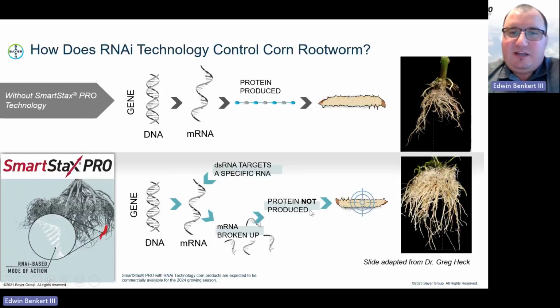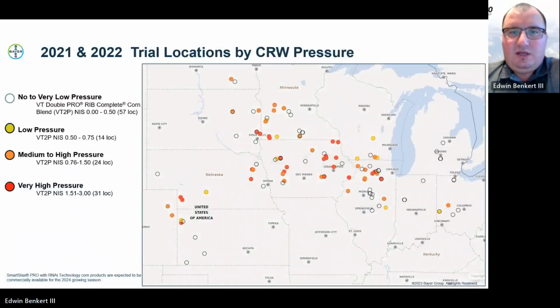And the reason for that is because even though we're not producing any new proteins here, we already have a supply of proteins that were produced previously that have to be used up first before the insect will die. And so that length of time is usually about 4 to 6 days before that happens. So that's SmartStax PRO. That's how RNAi works.